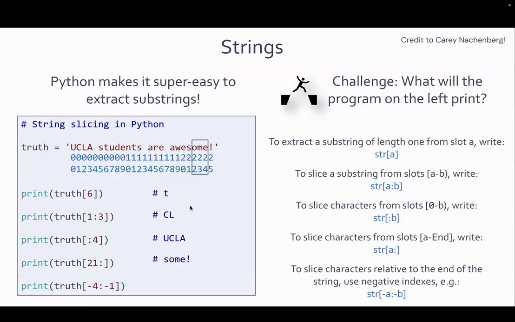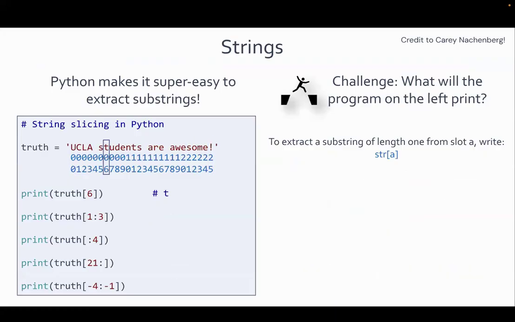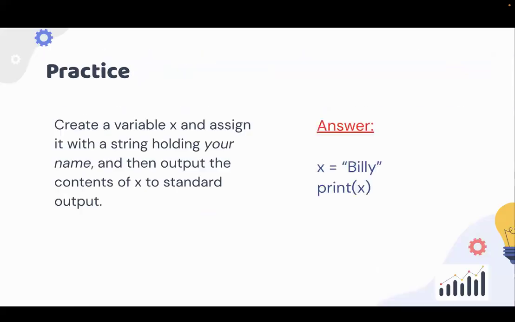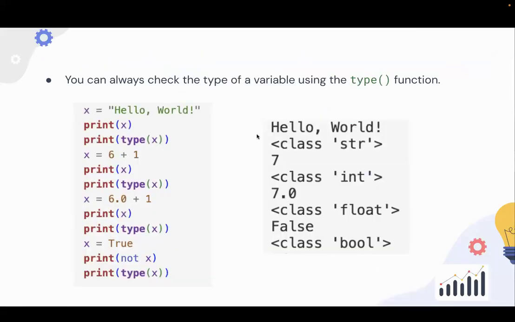Okay, so if we go back to a very previous example, we can see it over here. The string is in class str, integer is in class int, float is in class float, and boolean is in class bool. So this is the way that type works. Does that kind of answer your question?